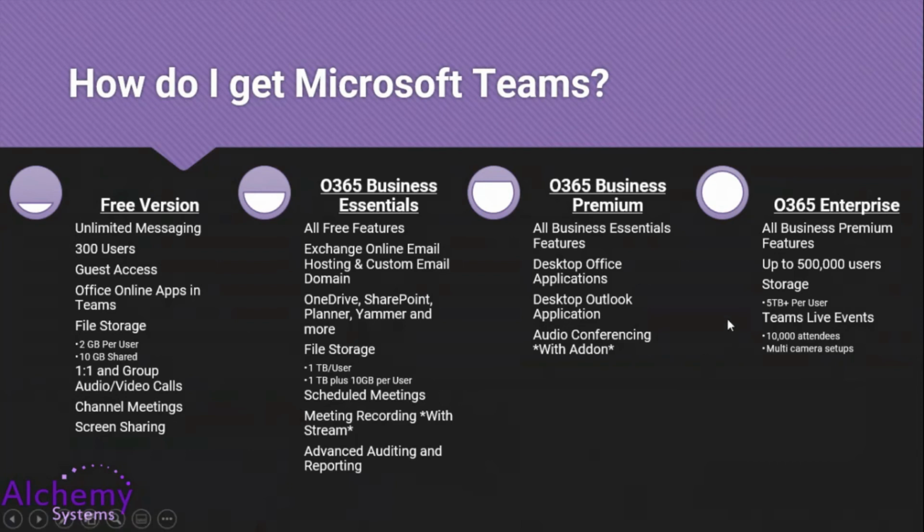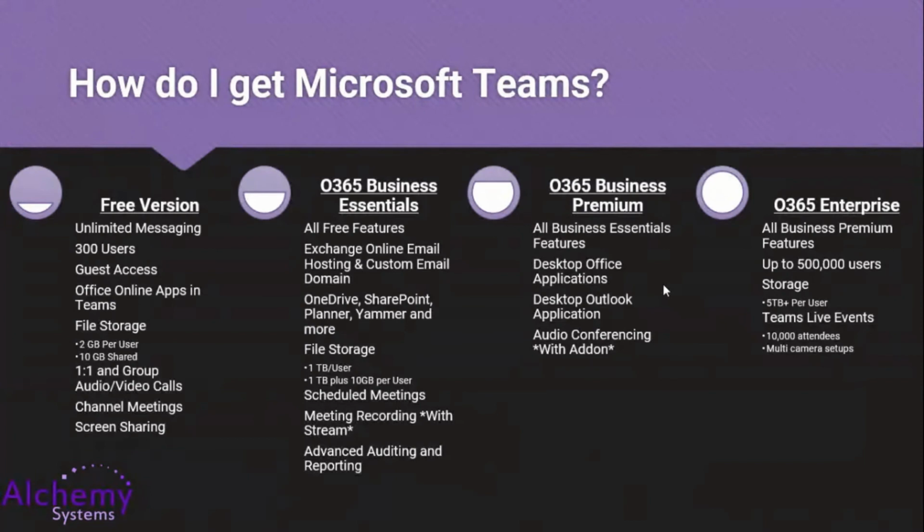Moving up to the Office 365 Premium, you get everything that you have in Essentials, but you also get all the desktop apps. So you can have, say, Word, Excel, etc. And there is also an audio conferencing feature, which lets you use Teams as your standalone telephone system. So you can make internal and external calls in and out using just Teams. You don't need a separate phone system. That does require an add-on and a separate subscription with Microsoft to do that, but it is an option there.